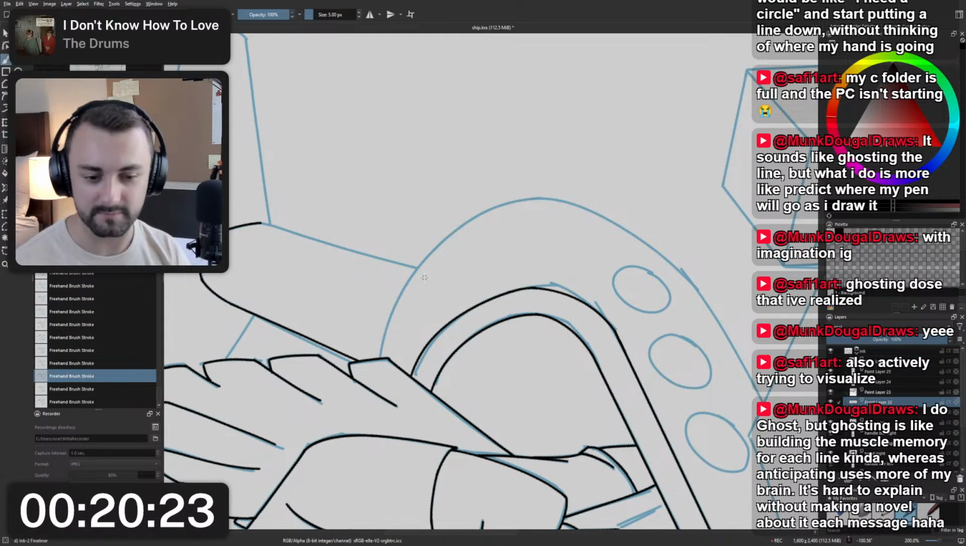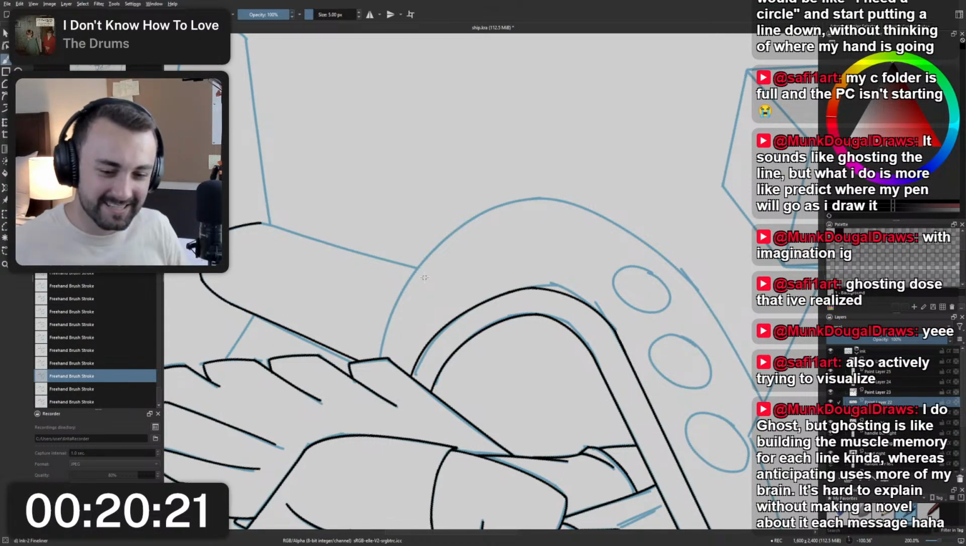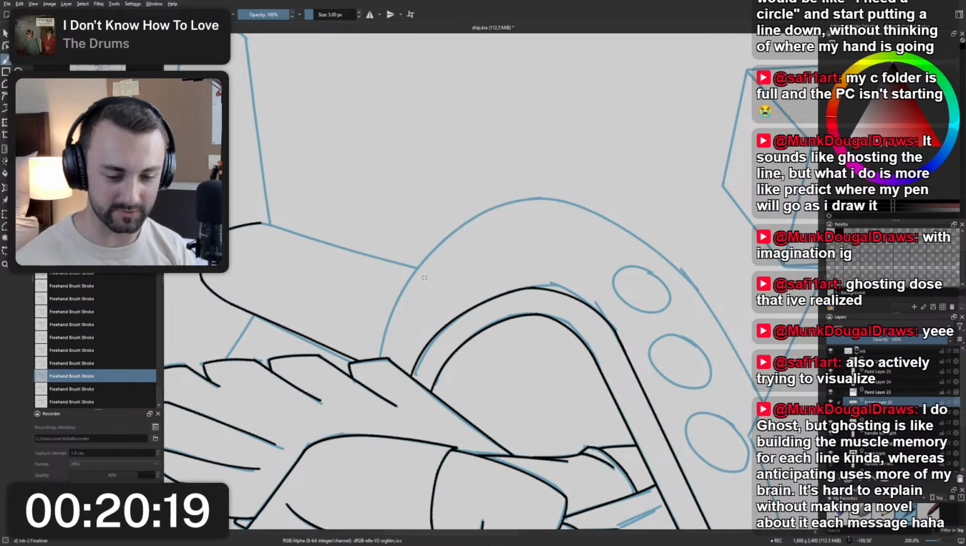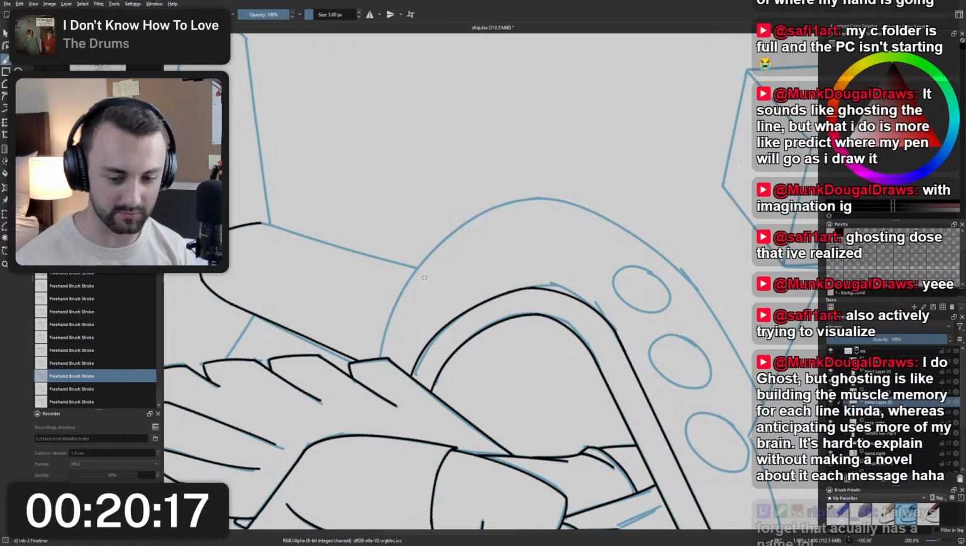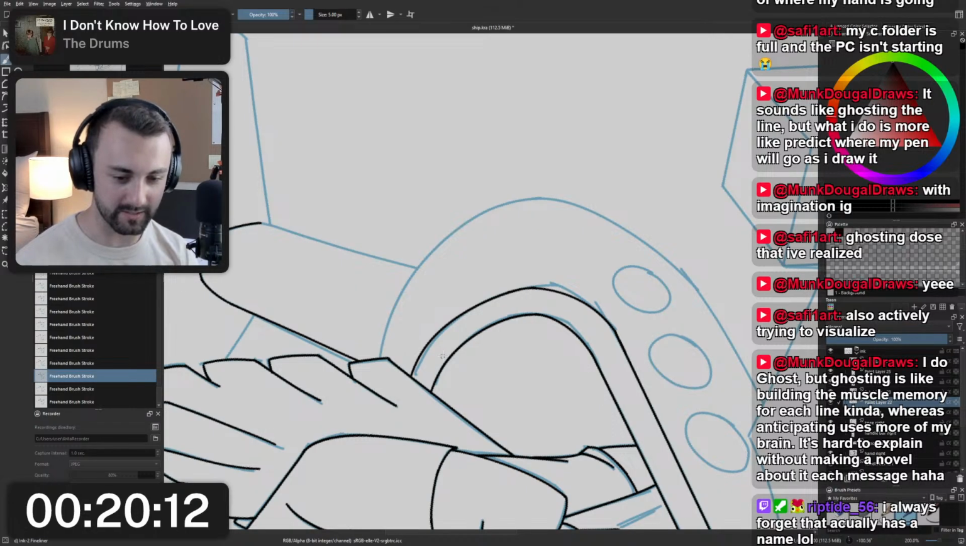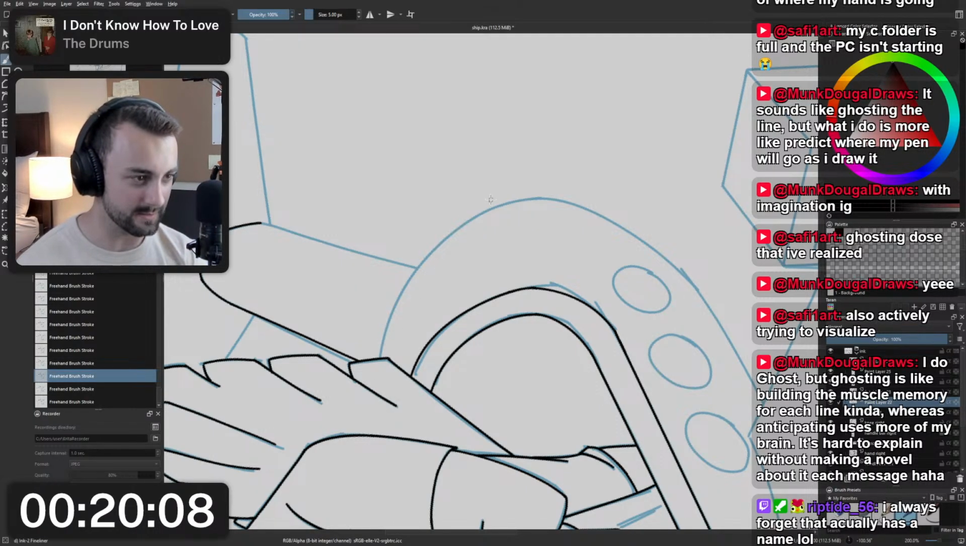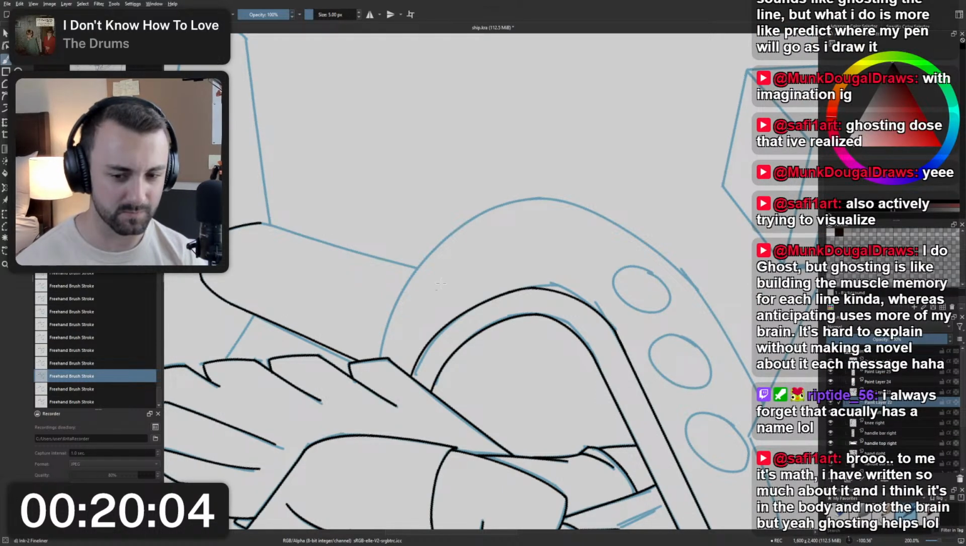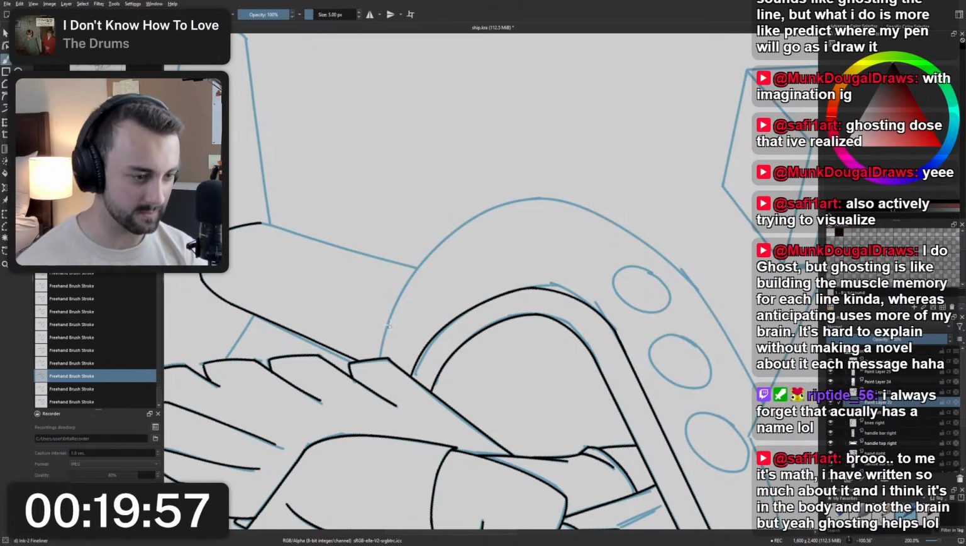Oh, wall of text. Sorry. I do ghost, but ghosting is like building muscle memory for each line, whereas anticipating uses more of my brain. It's hard to explain without making a novel. That's fine. I always forget that actually has a name. Ghosting. What's up, Riptide? And it does. Watch Witch Hat Atelier. Spoilers, episode 5, I think. To me, it's math. I've written so much about it, and I think it's the body, not the brain. But yeah, ghosting helps. It's math. It's the body, not the brain. Could you elaborate?